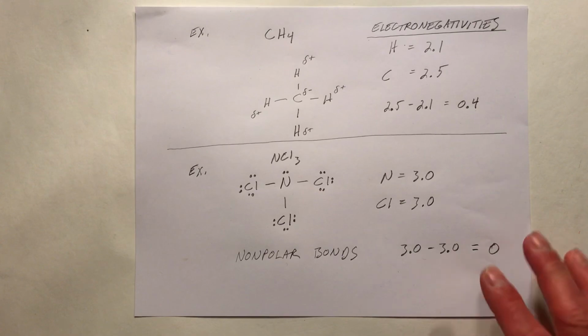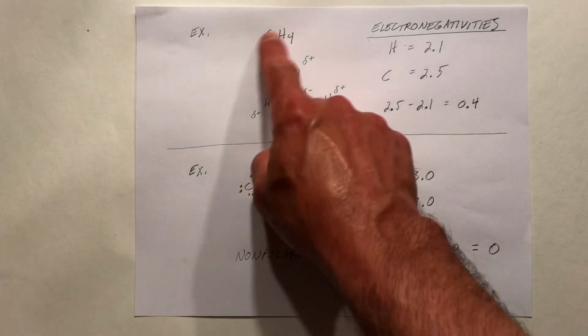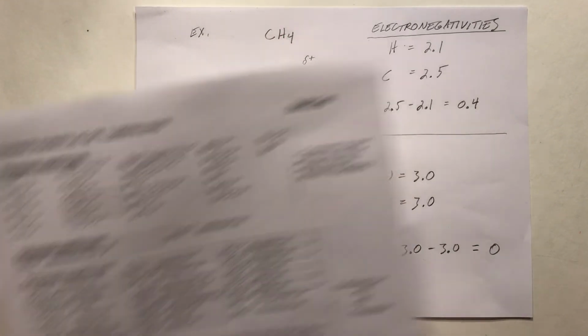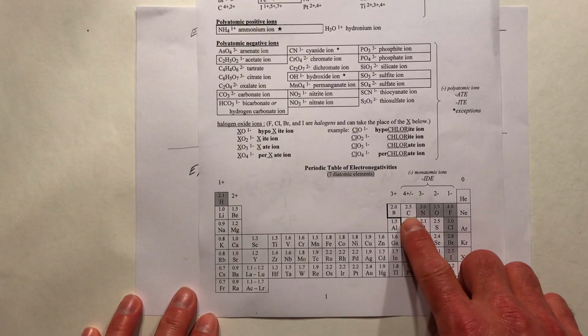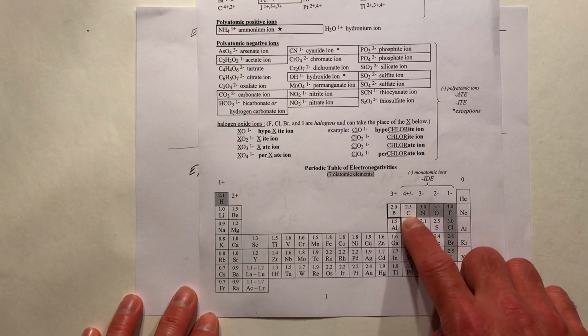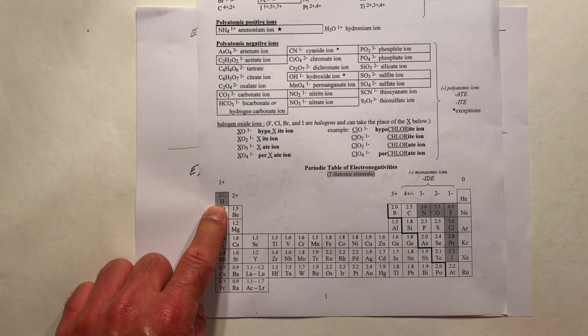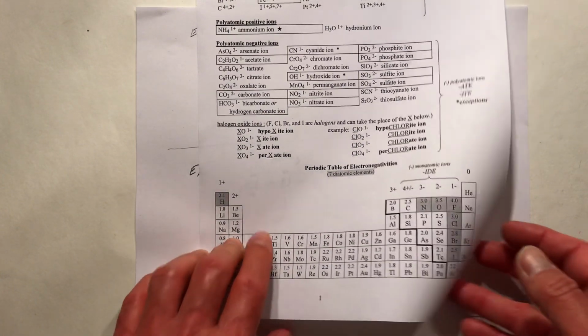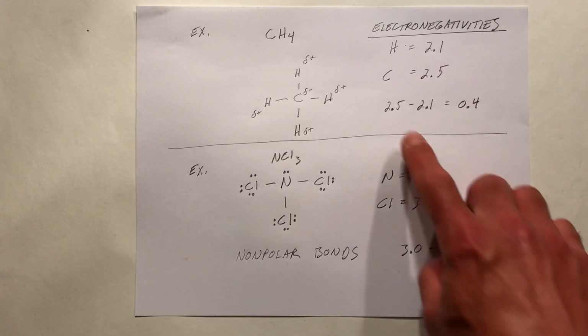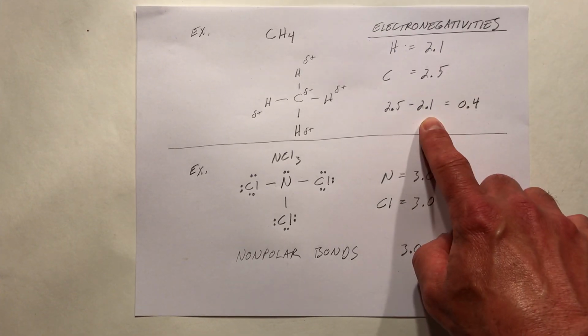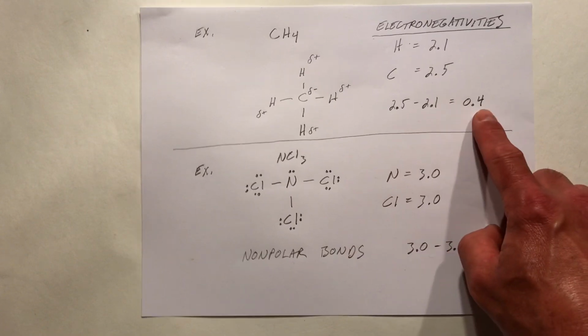All right, let's take a look at some examples. If we look at CH4, the chemical formula, we can see that C is going to be bonding to H. C has an electronegativity of 2.5, and H has an electronegativity of 2.1. So, let's write those down, and let's subtract the larger minus the smaller electronegativity values. The difference is 0.4.